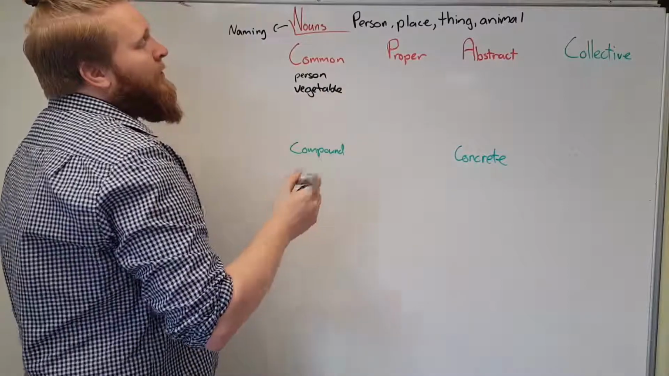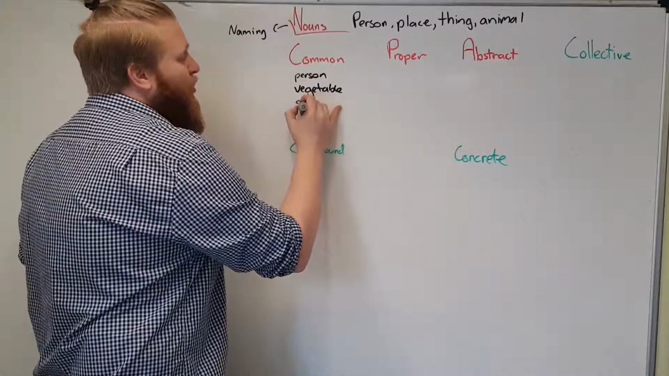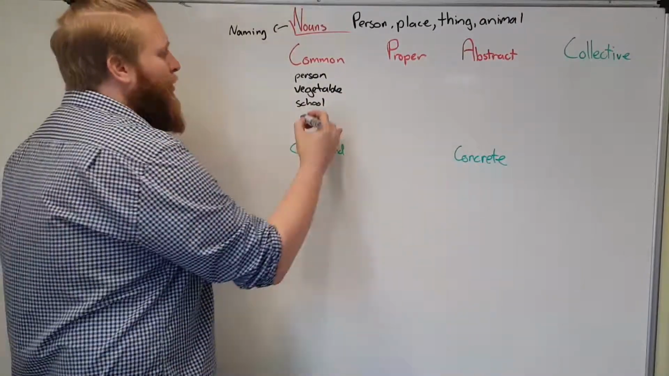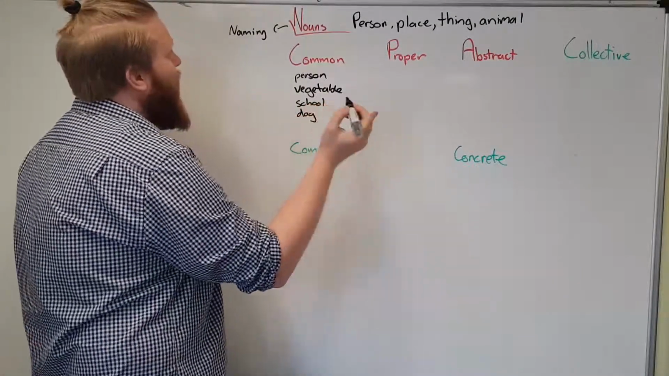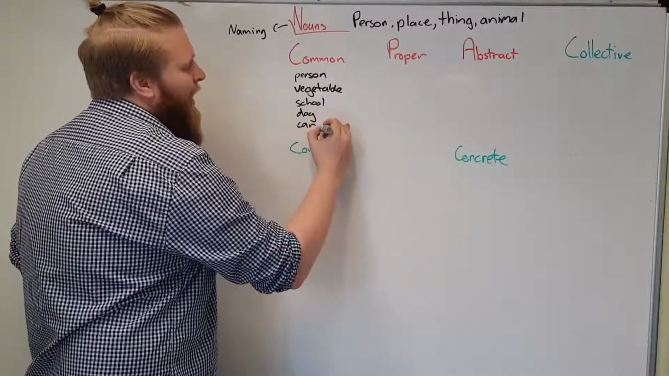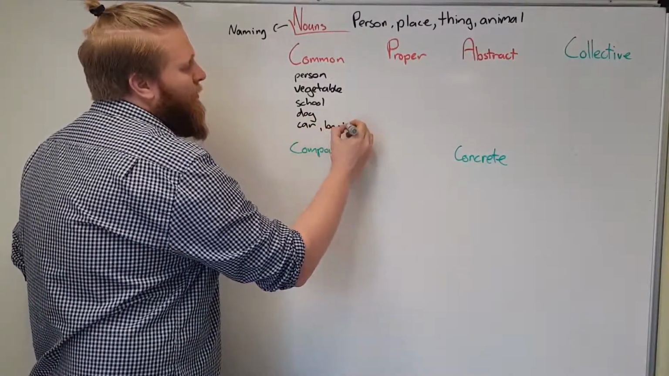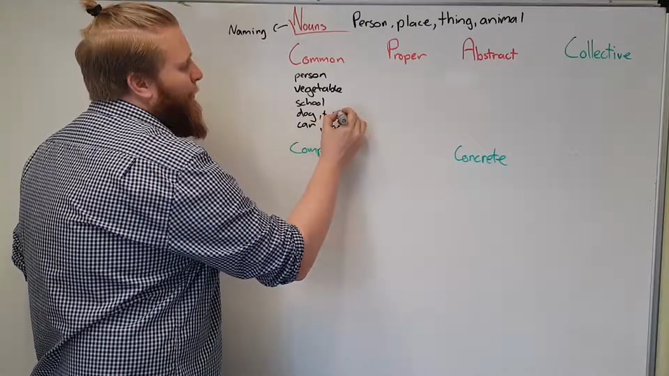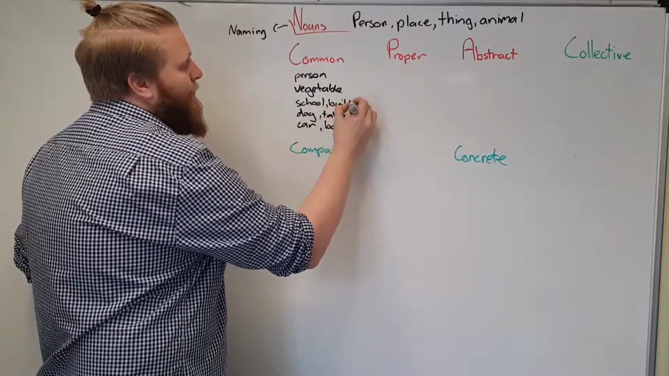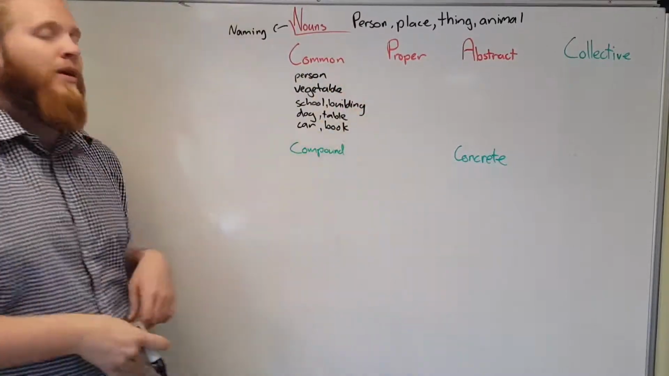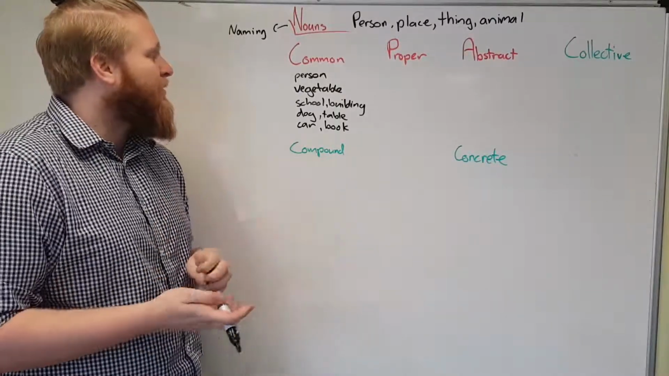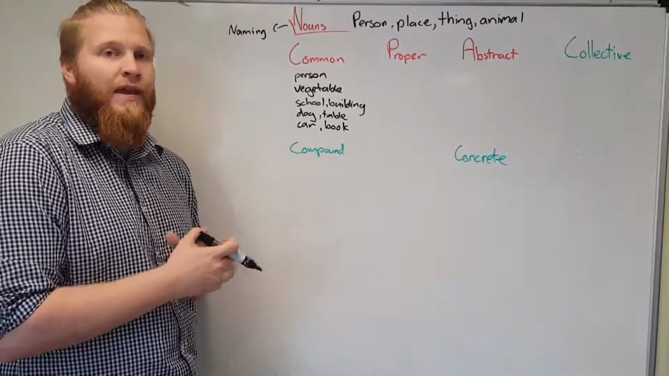Vegetable. For a place, school would be a common noun. For an animal, something like a dog. Lots of different things: car, book, table, building. Lots of common nouns, words that you would use a lot of the time in your sentences just to tell us the name of certain things.